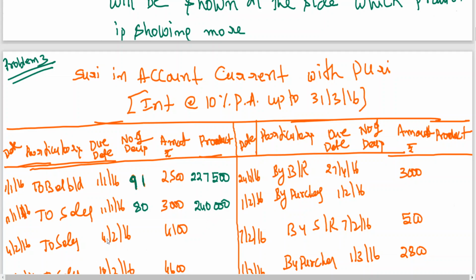Next, 4th February. 2016 is a leap year. So 29 minus 4, 25 days. 25 plus March 31 is 56. So 56 into 4,100, 2,29,600.